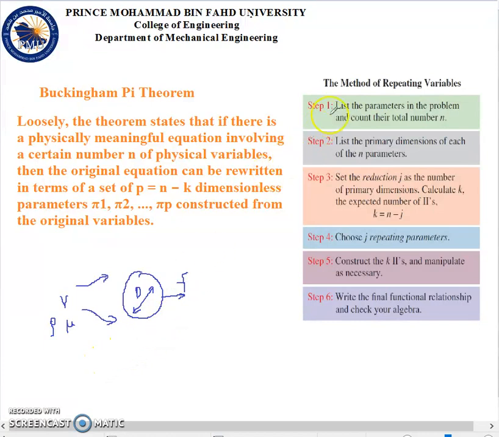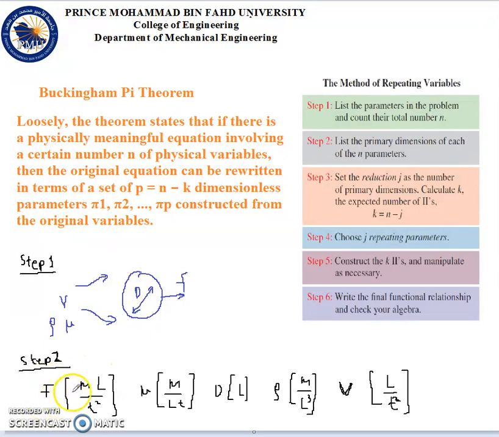So step 1 of the method of repeating variables is listing the parameters. So we have 1, 2, 3, 4, 5 parameters. The second step is to list the primary dimensions in each of the parameters. The units of force are mass times length over time square. The units of viscosity are mass over length time. The units of diameter is length. The units of density is mass over length cube. And the units of velocity are length over time.